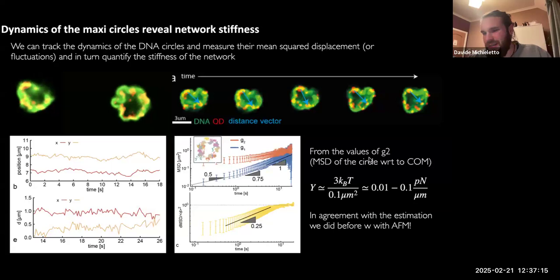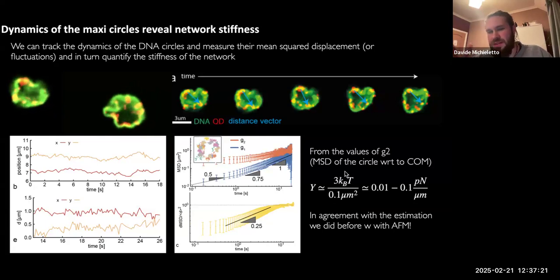By doing a rough calculation, what you expect is that the Young modulus is related, more or less, to kBT divided by these fluctuations.